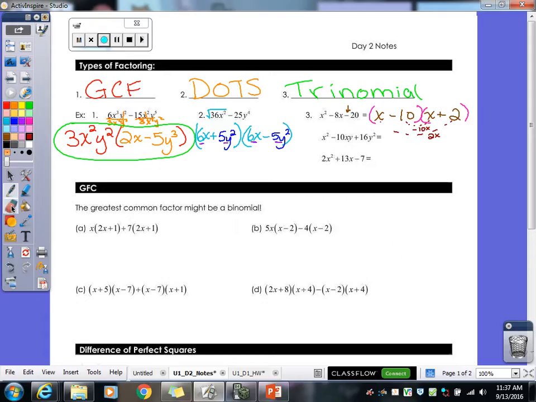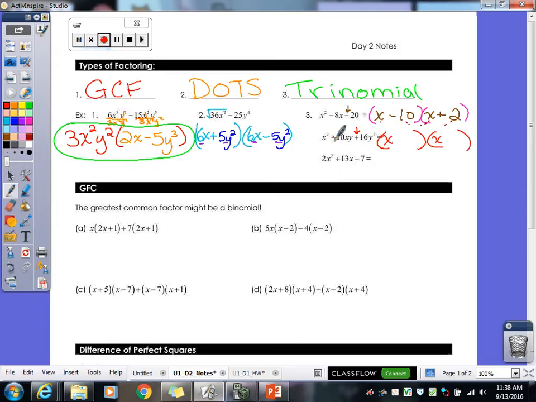So let's take a look at the next one here. Set up your 2 sets of parentheses. Our first term is an x squared. So we're going to put an x and an x there, because x times x gives us x squared. If I look at my last sign here, I have a plus sign in front of my 16y squared. So that tells us our signs are going to be the same. A plus sign at the end means they're the same.